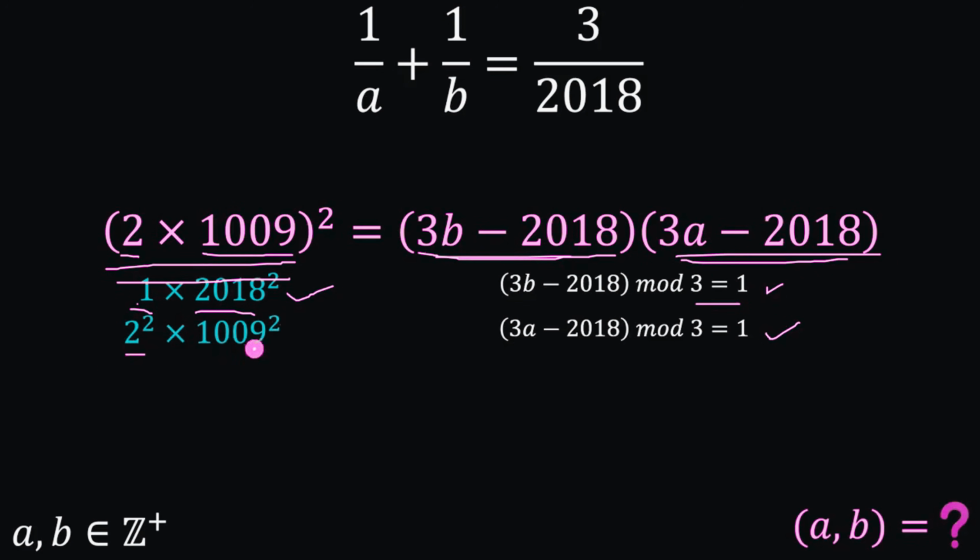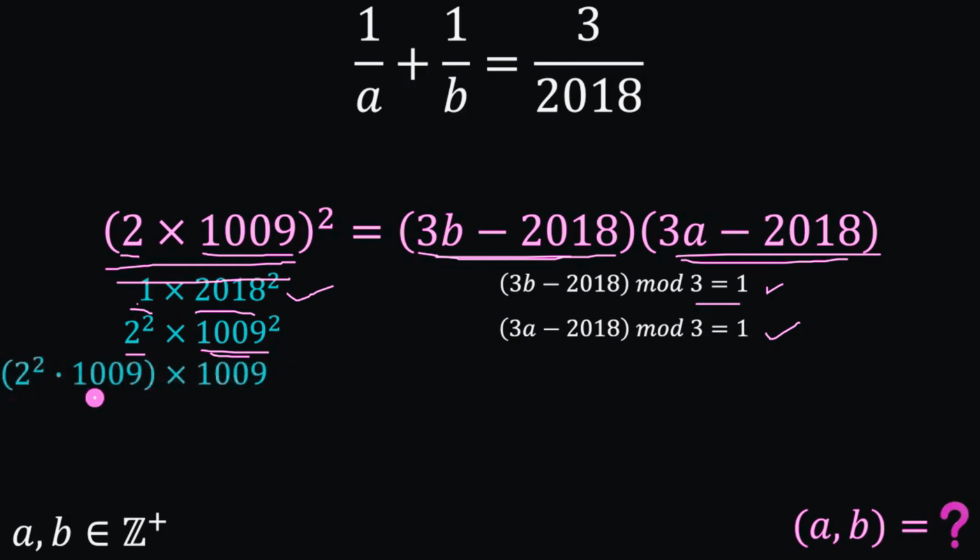2 squared is 4. 4 divided by 3 is 1 remainder 1. So 4 is simply equal to 1 mod 3. Now, how about 1009? 1008 is divisible by 3, so 1009 divided by 3 has remainder 1. 1 squared is 1, so this is also 1 mod 3.